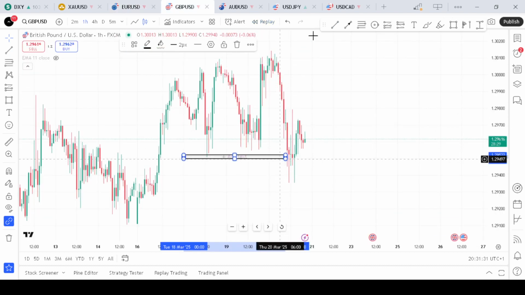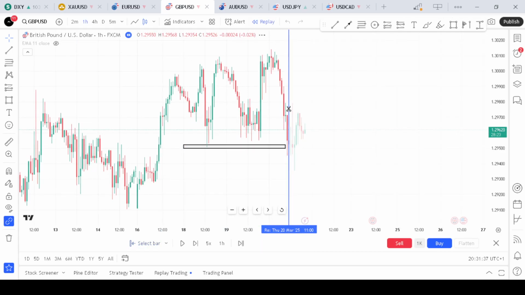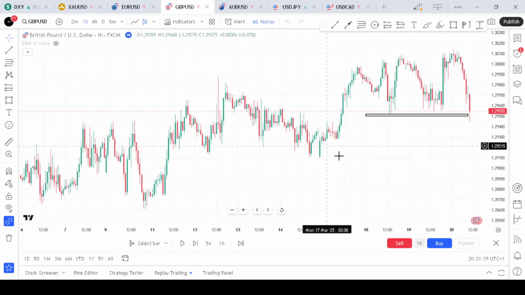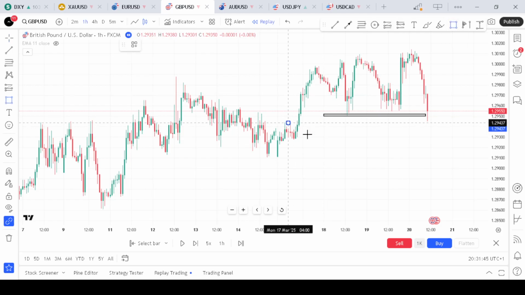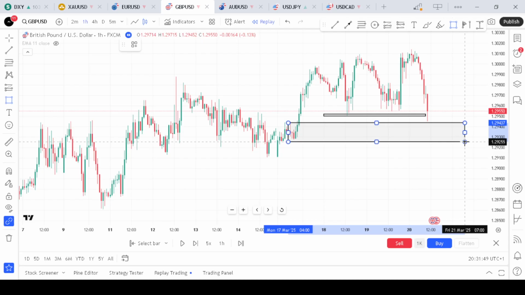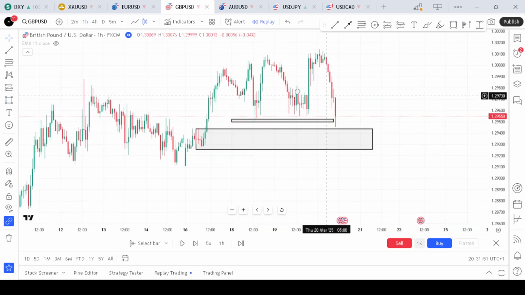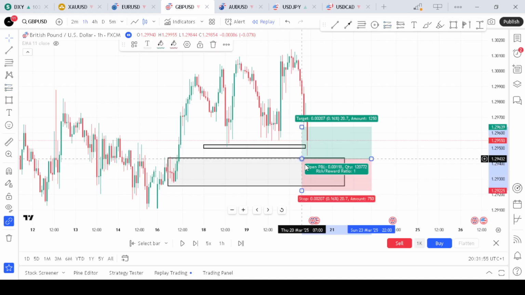We'll enter the next pair, which is our GBP USD, and we'll do the same thing. We'll wait for price to sweep this liquidity and retest this demand zone. This is where we are looking for price to sweep the liquidity and test this demand zone. This is where we would look for our buy limit. We set our buy limit in this area.